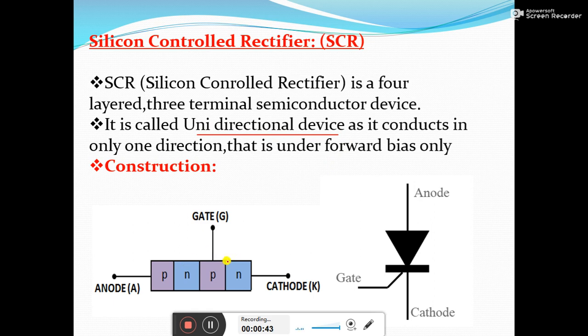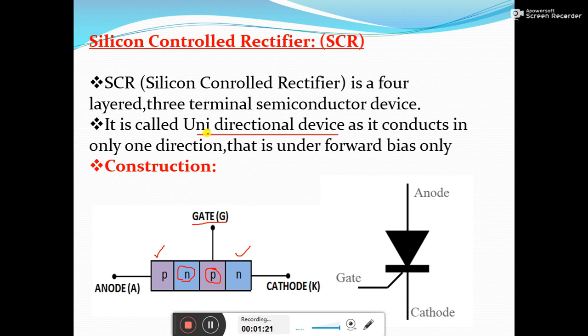If you see the construction here, as the definition itself says, it has four PN layers. These two, this one and this one, are the outer layers. These outer layers will be heavily doped, whereas these two are the inner layers, which are lightly doped. Two ohmic contacts are made at the exterior terminals. One is known as the anode, another is known as the cathode, and to the middle P layer one more terminal is taken out, which is the gate, a controlling terminal.